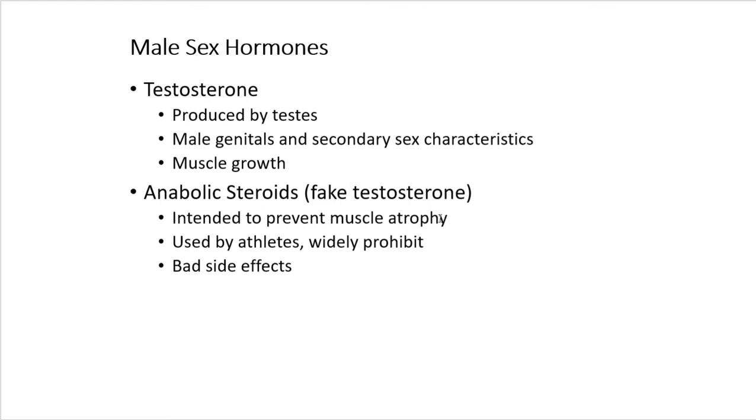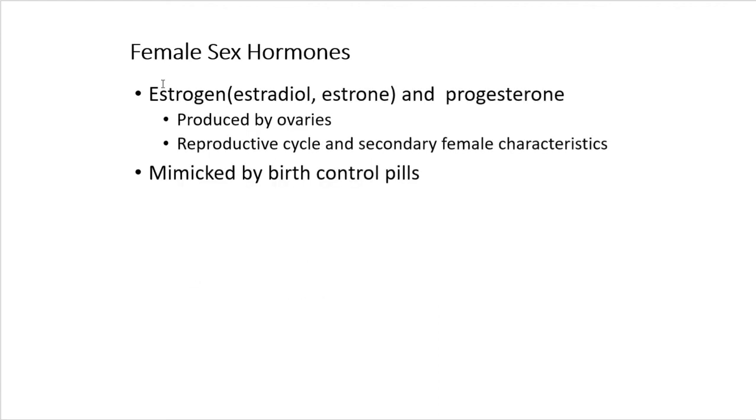But sometimes it is used in a bad way by athletes and other types of men, because it has bad side effects. Female sex hormones are estrogens, like estradiol and estrone, and progesterone, and they are produced by the ovaries. They are very important in the reproductive cycle and produce the secondary female characteristics.